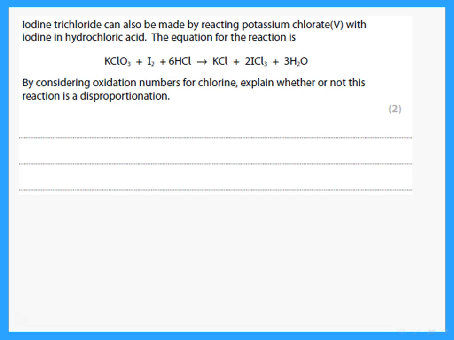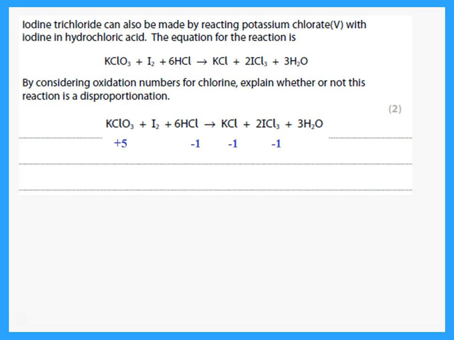I'm going to remind you, what do we mean by a disproportionation reaction? We said a certain element is oxidized and reduced in the same reaction. So if we look here, he's talking about oxidation numbers of chlorine. So let us see the oxidation numbers of chlorine in each of these. In KClO3, each oxygen is -2. I have 3 of them, so that's -6. That means the K and the Cl must be +6. Now, K alone is in group 1, so that's +1. So chlorine must be +5.